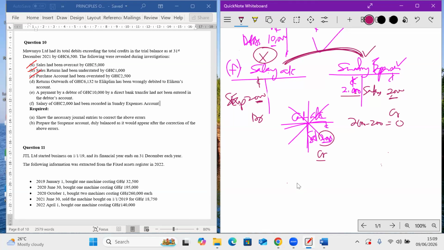Then that 2,000, where is it going to? It will go to the right account. It will go to salary. It's on the credit side of sundry expenses. So when we come to the salary, we'll do double entry. On the debit side, write 2,000, the salary expense on the debit side. Where is it coming from? Sundry expense. Are we good?